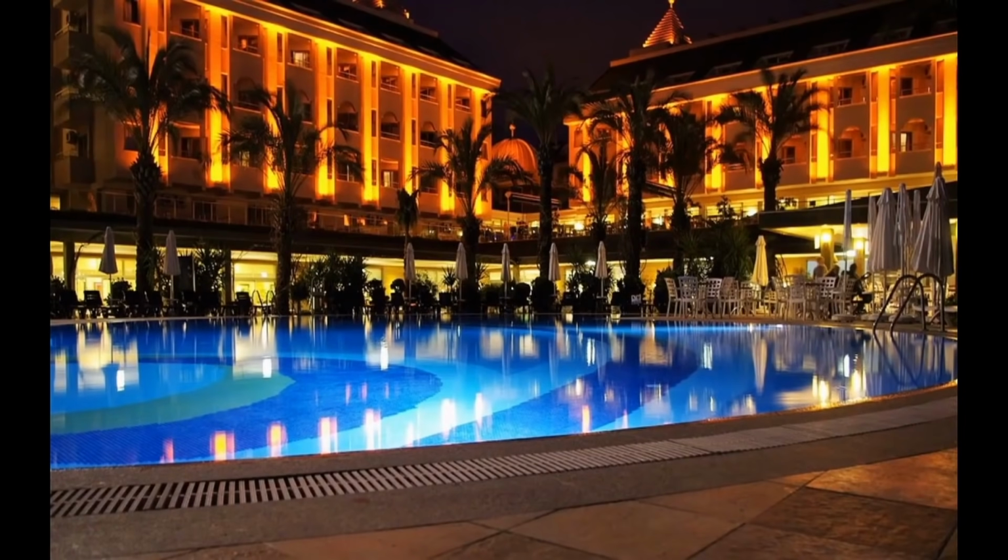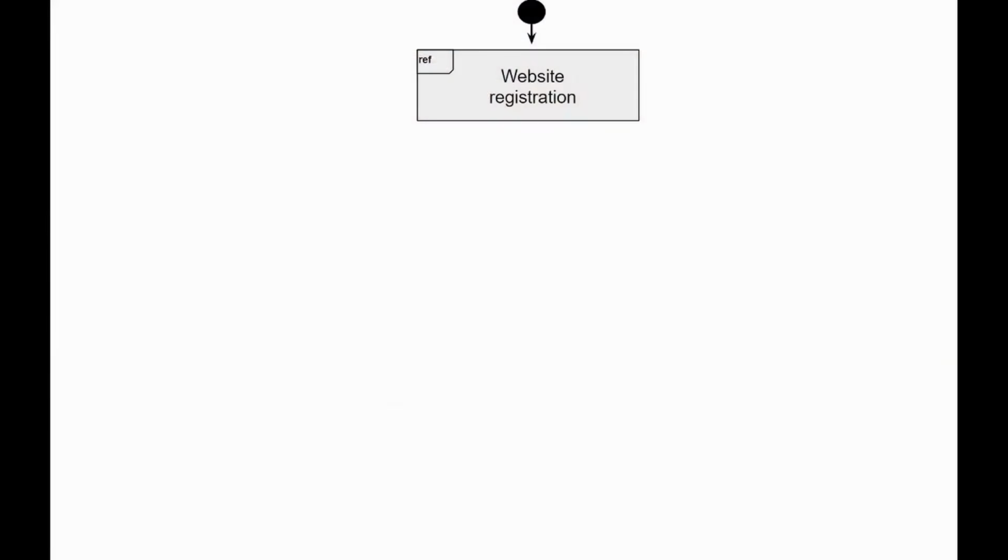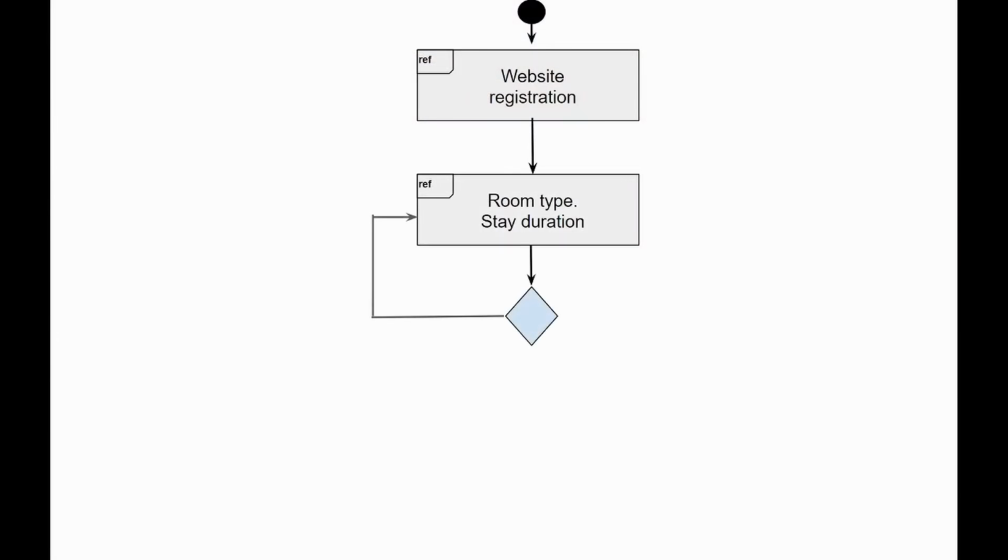However, this time we utilize only the interaction use nodes to provide a high level of abstraction. Register the website, select available room type and dates. If there are no rooms available for these dates, we are redirected back to where we can choose other rooms or dates. If all goes well, then we proceed to checkout.